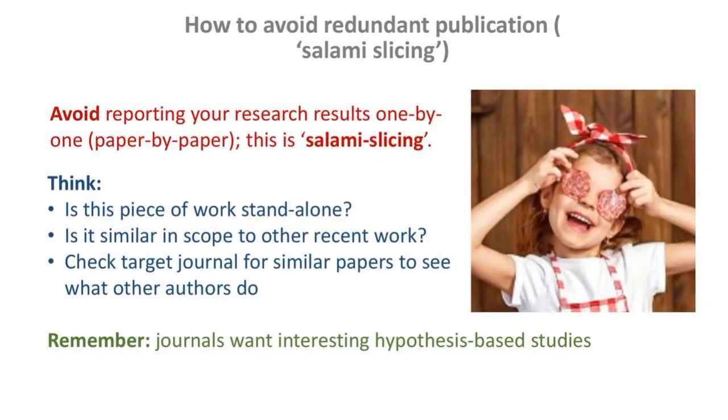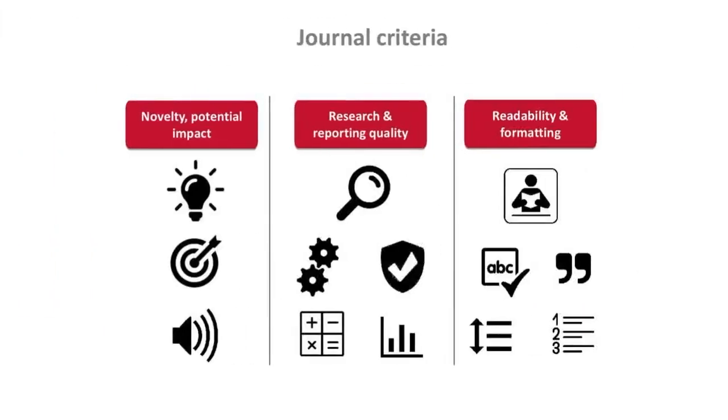So, avoid reporting your results one by one. This is salami slicing. Think, is this piece of work standalone? Is it similar in scope to other recent work? And check your target journal for similar papers to see what other authors do. Journals want interesting hypothesis-based studies. So these are some techniques, some tips to avoid salami slicing.